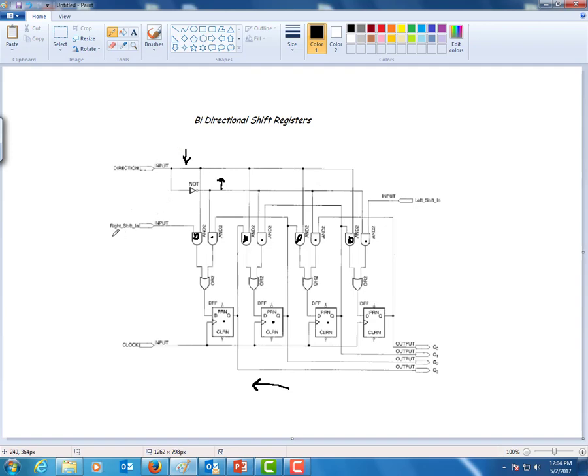So one thing I didn't bring to your attention, we have the right shift in. So if you're shifting to the right, this is the feeder that feeds it. If you're shifting to the left, you have a left shift in, and this is the feeder that feeds this register. Obviously, you have to have bits coming in if you're going to shift to the left or shift to the right, and this is where they come in from. But basically, that is a standard bidirectional shift register. All right?